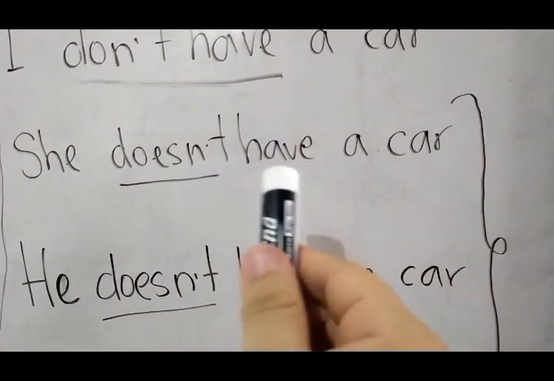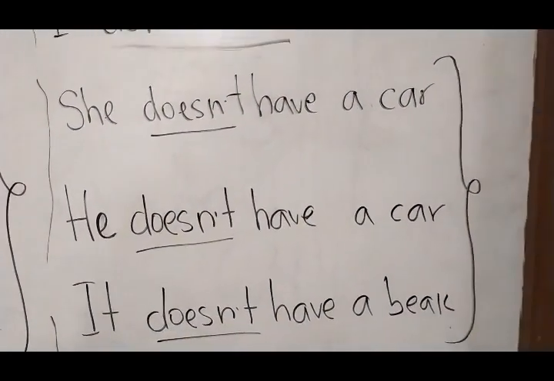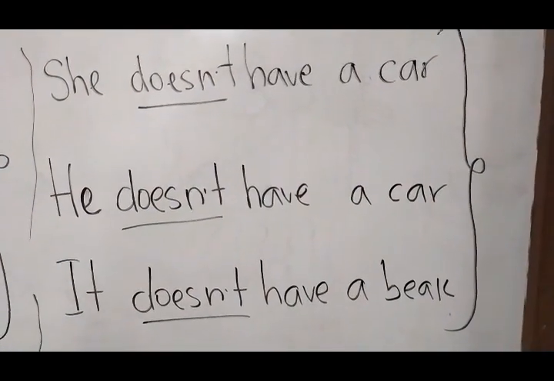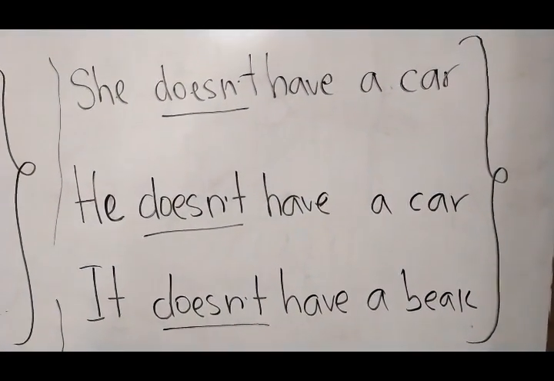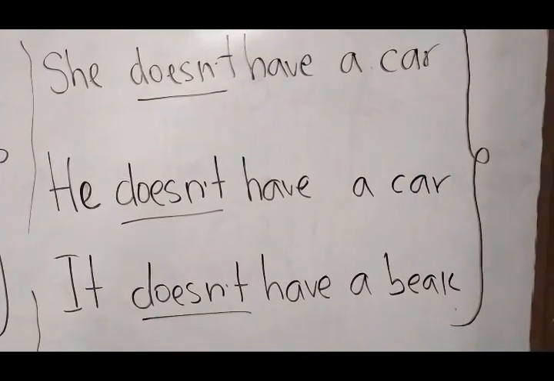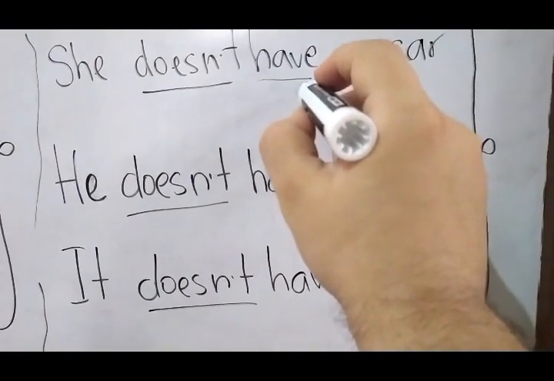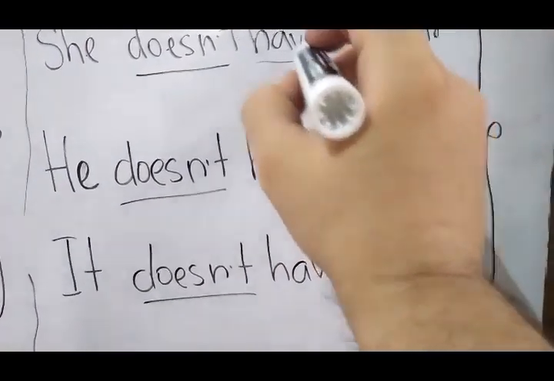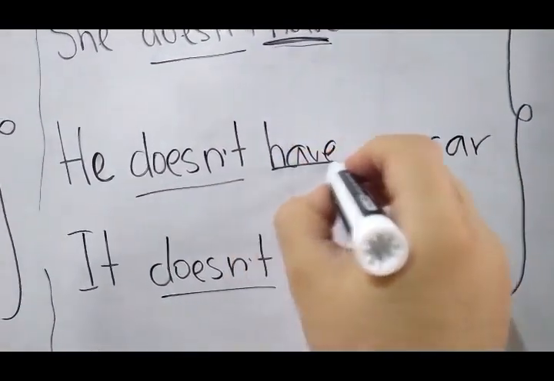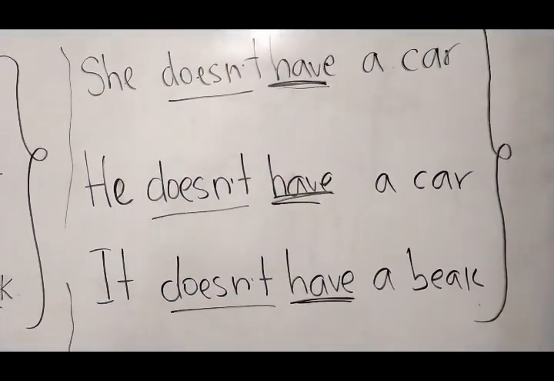She doesn't have a car. Ella no tiene un carro. He doesn't have a car. Él no tiene un carro. It doesn't have a beak. Él no tiene un pico. So, if you can notice, in these negative examples, instead of has, we use have. Yes, we use have in these negative constructions.